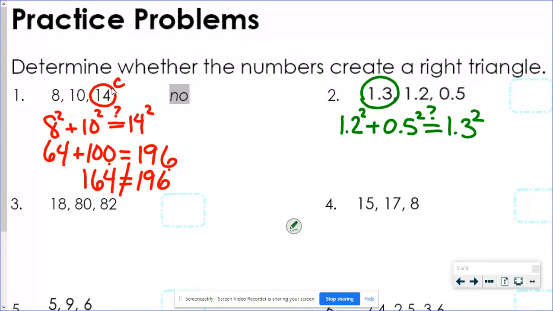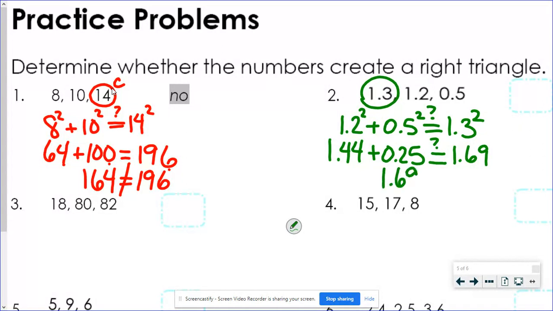Well, 1.2 squared, I know that 12 squared is 144, so I'll have 2 decimal places, so 1.44. 0.5 squared, 5 squared is 25, so 2 decimal places, that'll be 0.25. I want to know, does that equal 13 squared is 169, so 1.69 for 1.3 squared. When I add these together, I do get 1.69 on this side and 1.69 on this side. So this is, yes, that's a right triangle.